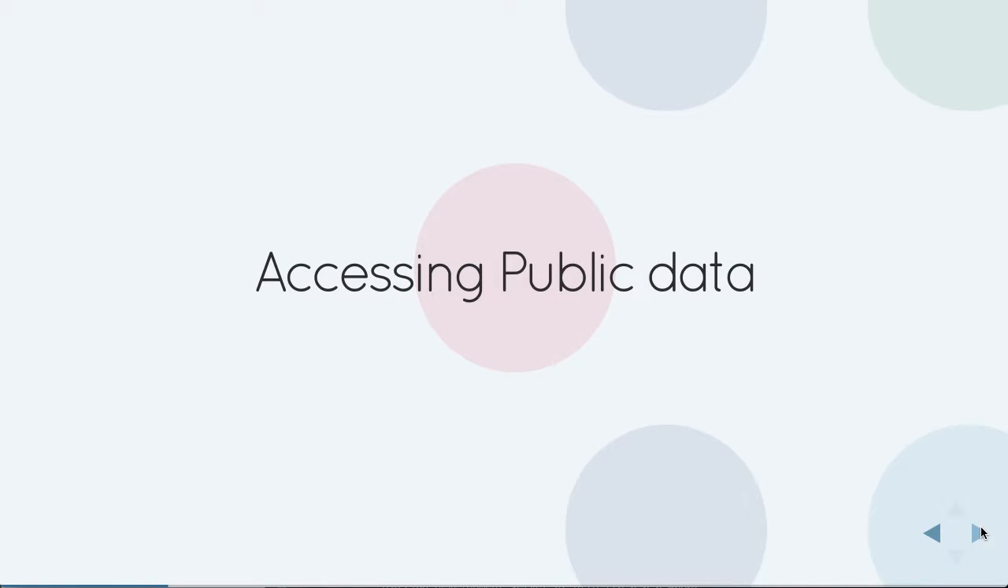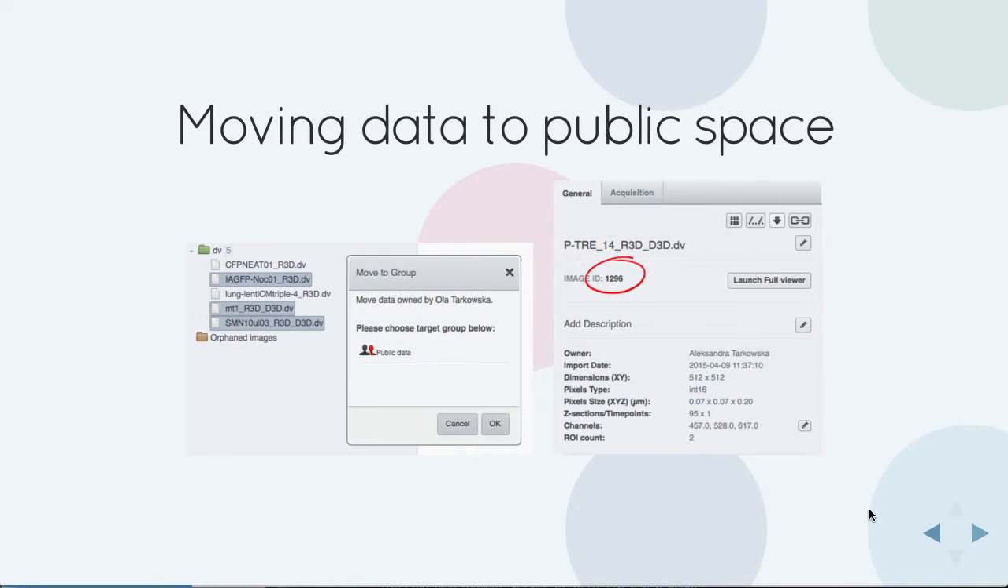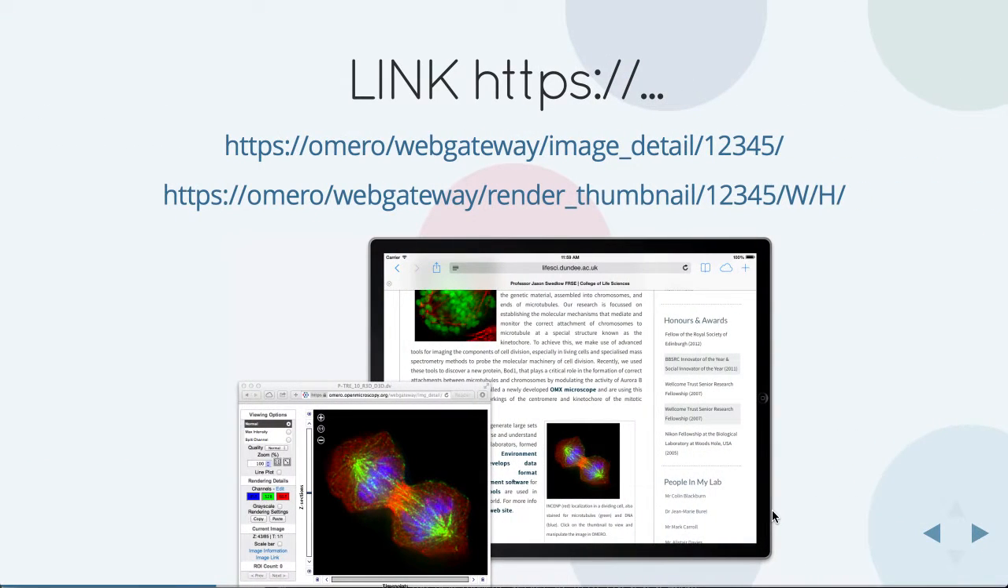Once we have the basic setup, we can prepare the data to publish. First of all, we have to choose which data we want to publish and then move it to the public group, the group we created a few seconds ago. Once the data was moved and the appropriate filters were applied, the data can be accessible via a link.